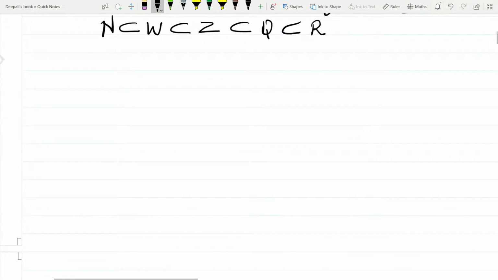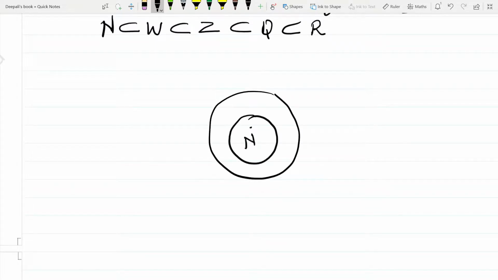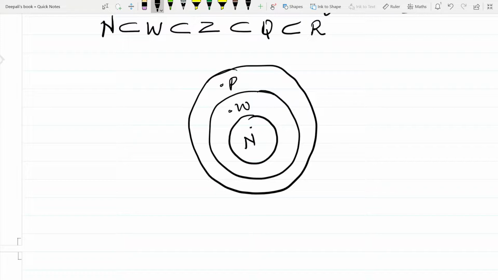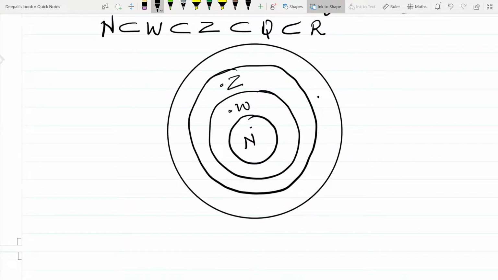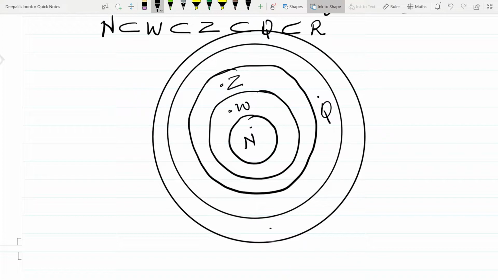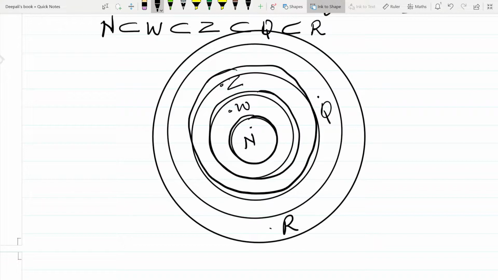Or if you try to understand it this way, the natural numbers are in the group of whole numbers. They are in the group of integers, they are in the group of rational numbers, and they are in the group of real numbers. So, this is how we can group these numbers.